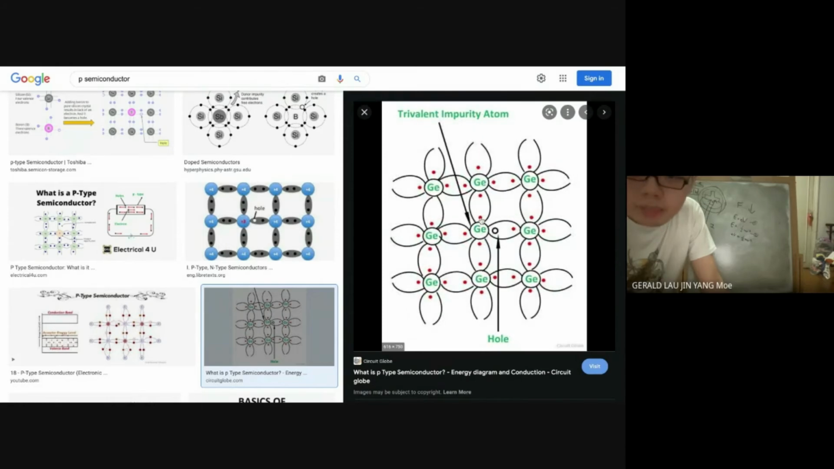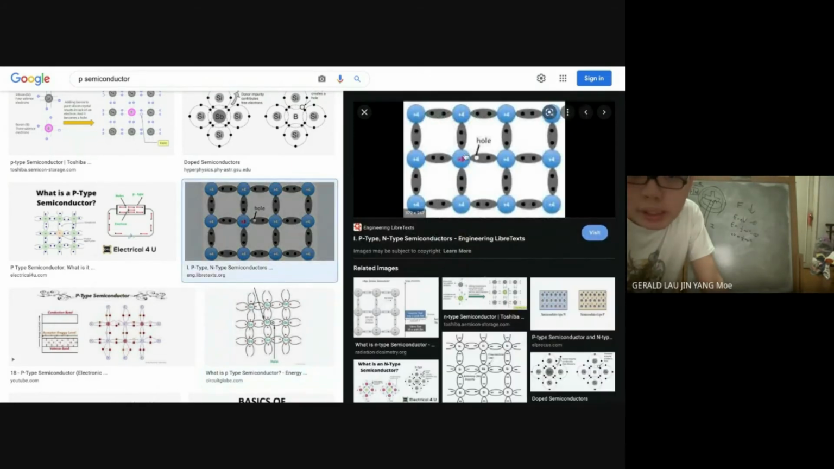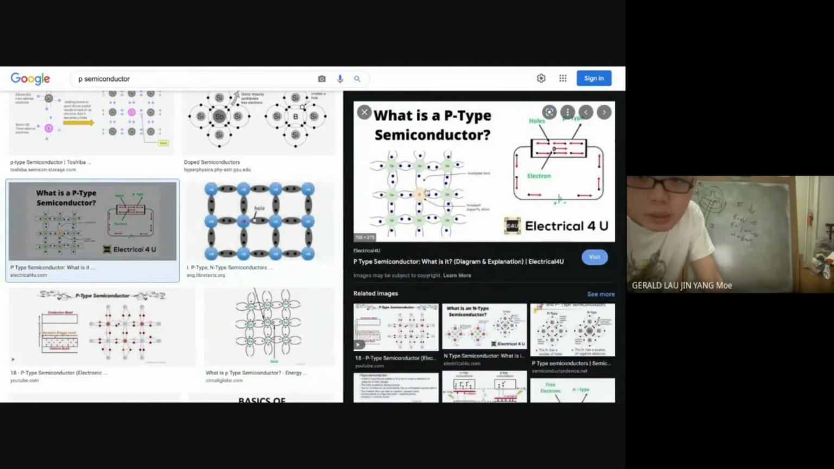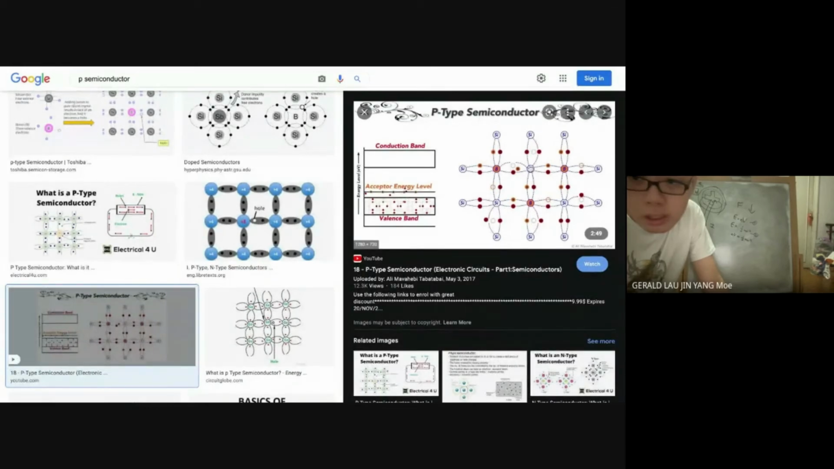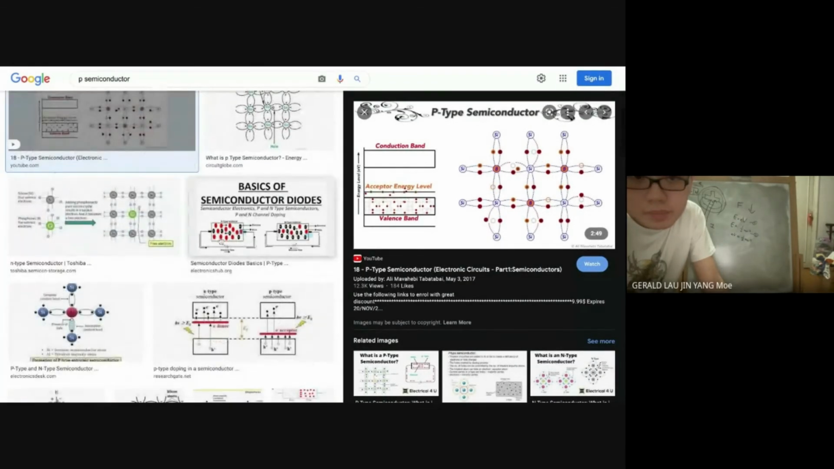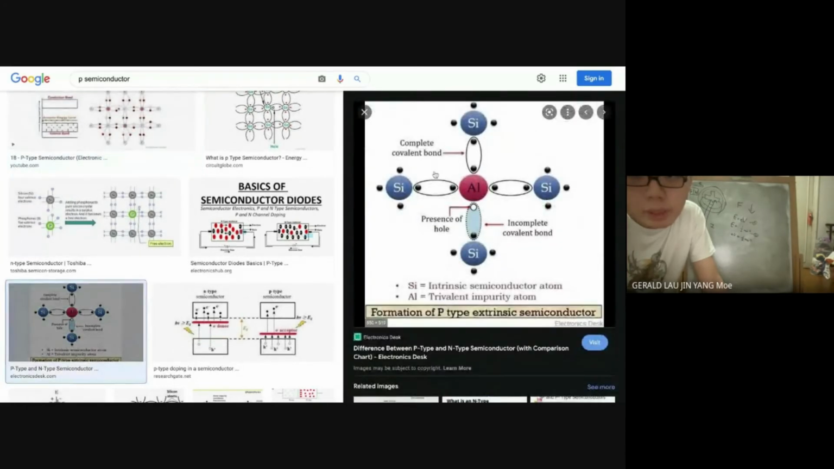Actually, it shouldn't be germanium. I don't know why they put germanium. It should be the boron over here. That's why there will be a hole here because there's no electron. You put the boron, there is a hole here, and it's positive. And when you put aluminium, same thing, there's also a hole here. That's why it's called a hole.